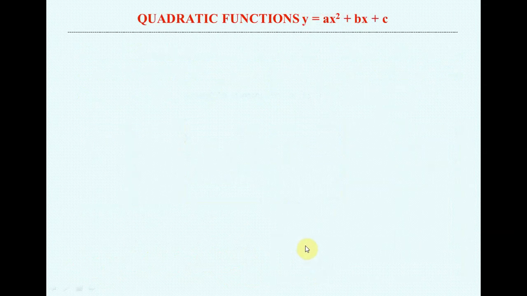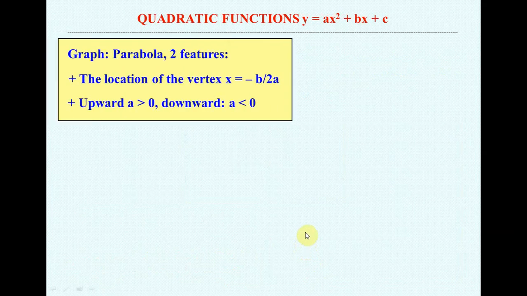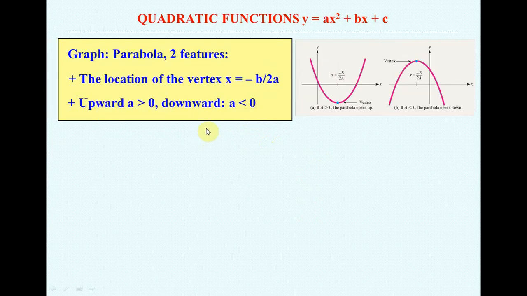After the linear function, the next important function is the quadratic function. This is the second degree function. Here we would like to recall two features. First, the graph of that function is a parabola. So we have one vertex, and the location of the vertex is at s equals minus b over 2a. And the direction of this graph, the parabola, is upward when a is positive and downward when a is negative.